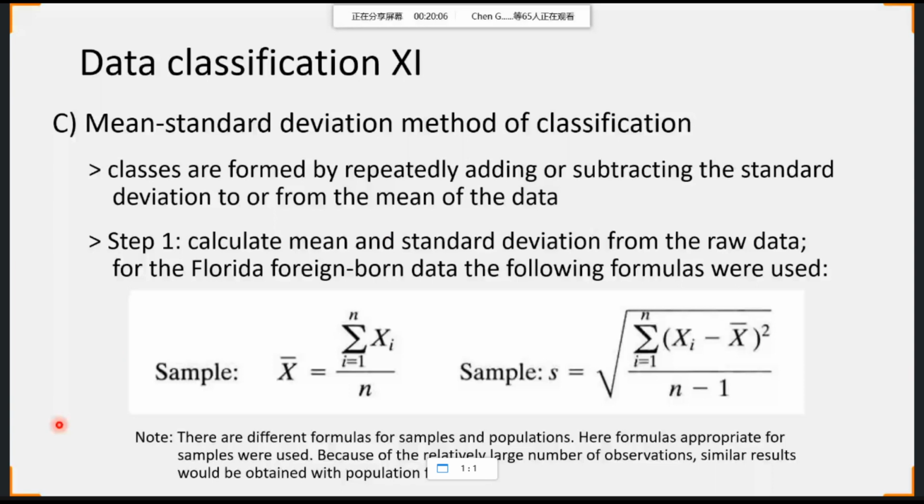And it should be noted that there are also different formulas for samples and populations. A sample is just a few numbers that represent a population. That's a sample. And the other thing is a population. That means you have all the numbers. So when it's about Florida, you have a population here because it's about all counties in Florida, so it covers the whole state. And here, formulas appropriate for samples were used because of the relatively large number of observations. Similar results would be obtained with population formulas, but this is just background information.